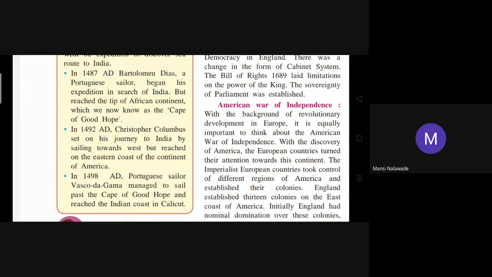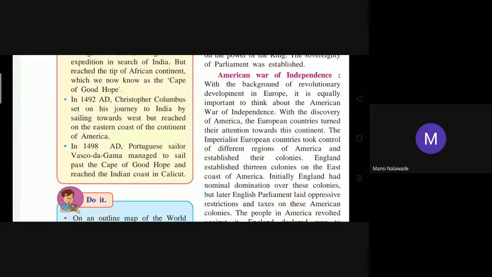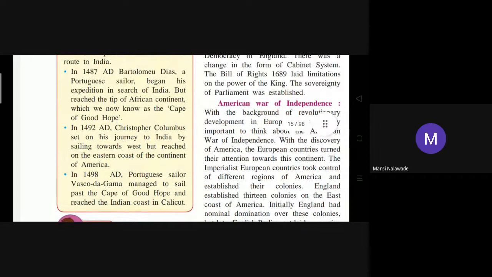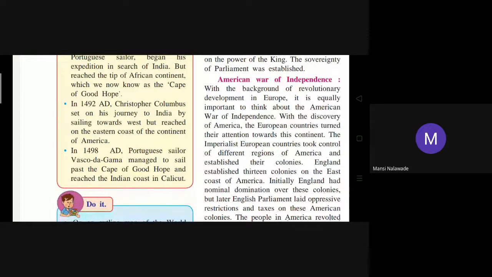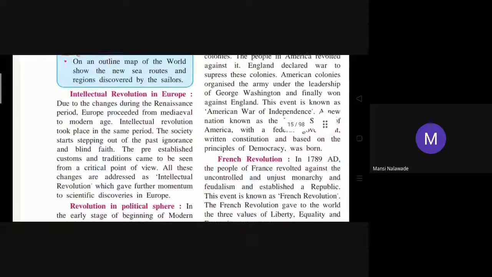In 1492 AD, Christopher Columbus set on his journey to India by sailing towards the west but reached the eastern coast of the continent of America. In 1498 AD, Portuguese sailor Vasco da Gama managed to sail past the Cape of Good Hope and reach the Indian coast in Calicut.